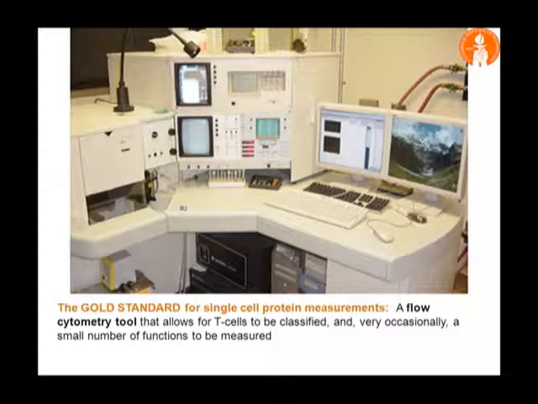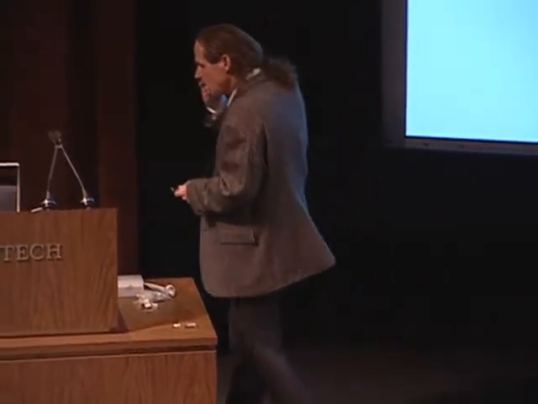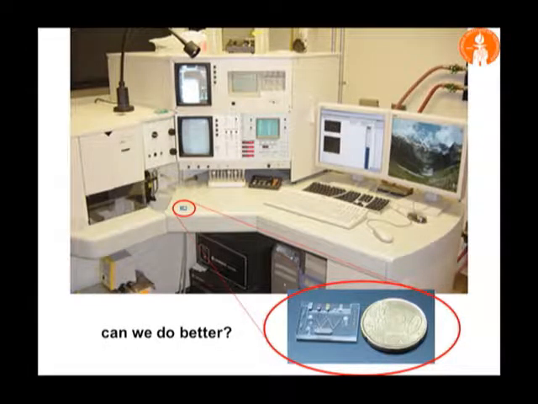And when it was used on one of these patients who was at a responding stage, but shortly before the patient began to be refractory to the therapy, it classified the cells as what are called effector T cells. It didn't really look at any functions, but it said that there were 90% homogeneous effector T cells, basically. So you expect that the T cells are all pretty much the same. Okay, and the technology we use is not this.